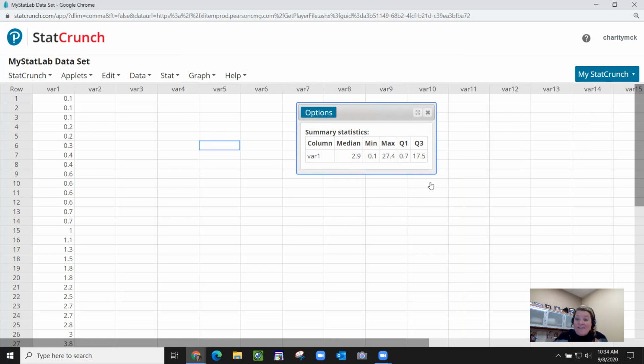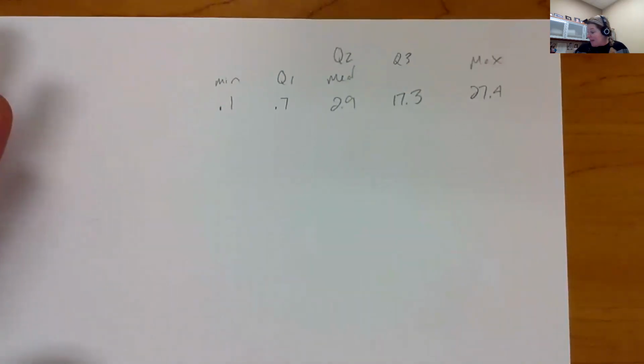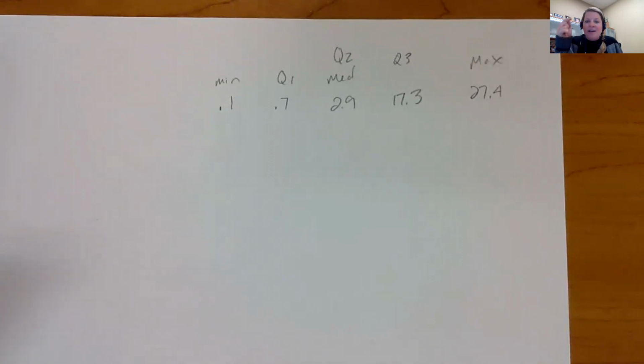So I'm going to write these in the order which we usually see them, which would be 0.1 is our min, and then our Q1 is 0.7. Our median is 2.9, and that's also Q2. If you do it on your graphing calculator, it will call it Q2. Q3 is 17.3, and our max was 27.4. All right, so I wrote down those values that you could get from StatCrunch in summary stats of your column.